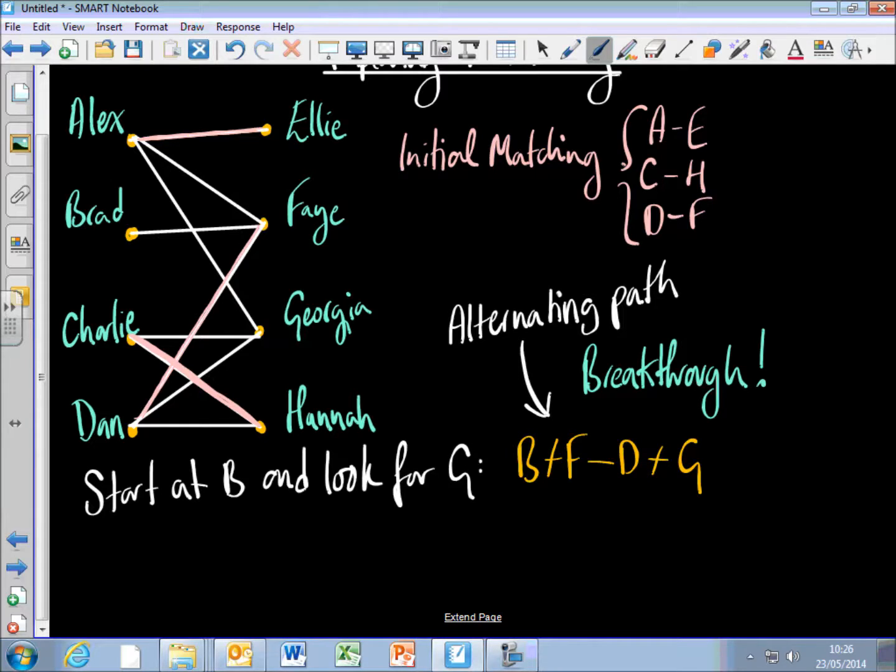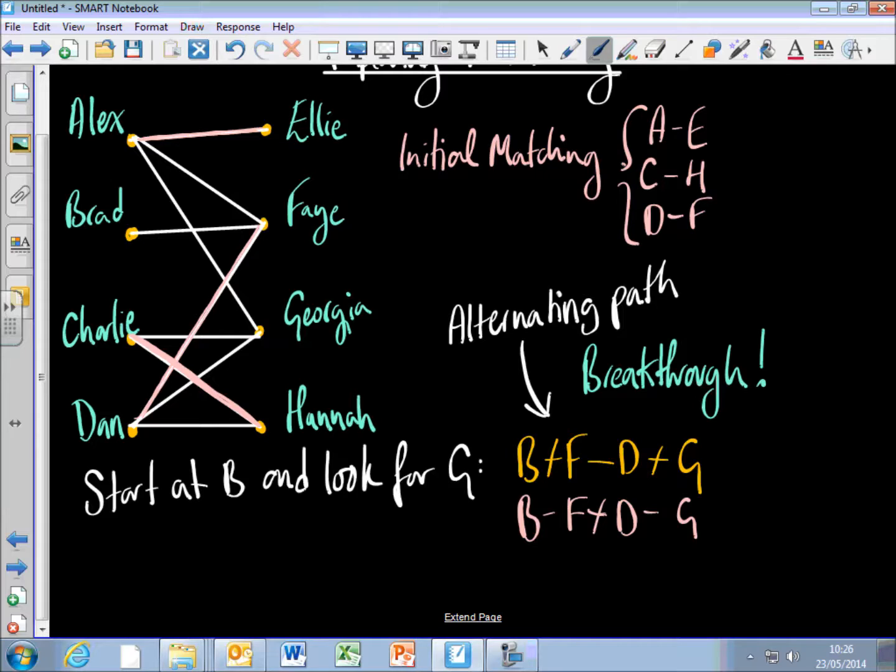And then what we're going to do to find a better matching is, we're going to write out this path again. And all I'm going to do is swap the connections around. So where B wasn't connected to F, I'm going to now connect it. I'm going to disconnect it from D. So F was connected to D, and now I'm going to disconnect it. D wasn't connected to G, and now I'm going to connect it. So I've switched all of the connections around. Okay, so now B is connected to F, D is connected to G.